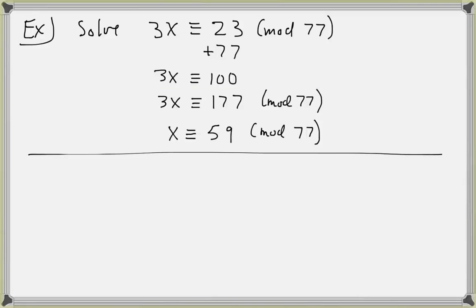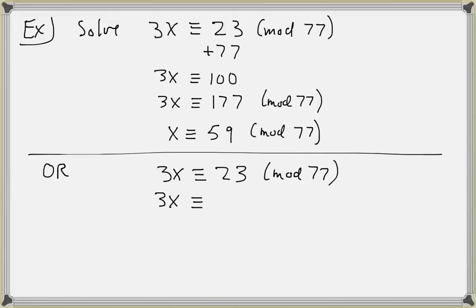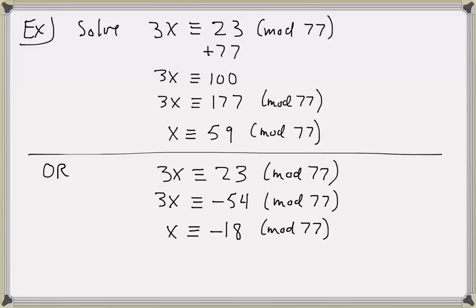Let me show you an equivalent way. We don't often think in negative numbers, but if I start out with 3x congruent to 23 mod 77, if I actually subtract 77, I'll get a multiple of 3. 3x is congruent to negative 54 when I subtract 77. And negative 54 is divisible by 3. So when I cancel a common factor of 3, I get that x is congruent to negative 18 mod 77.